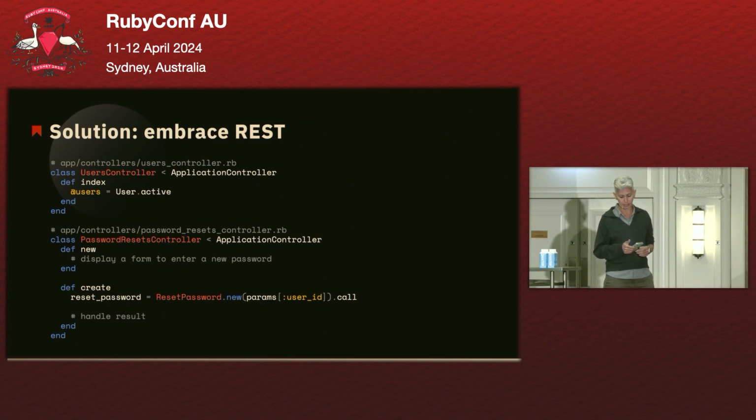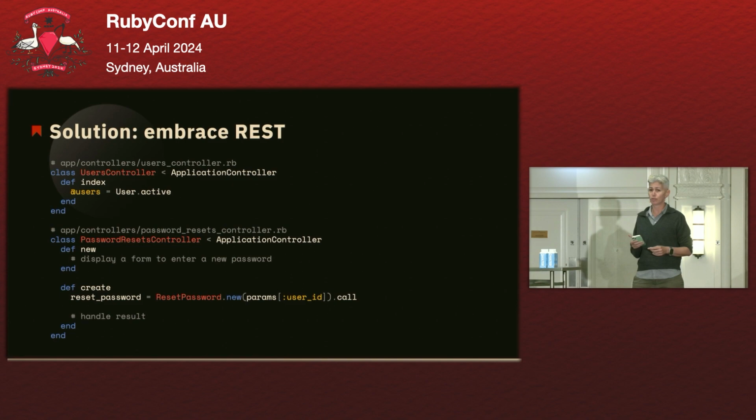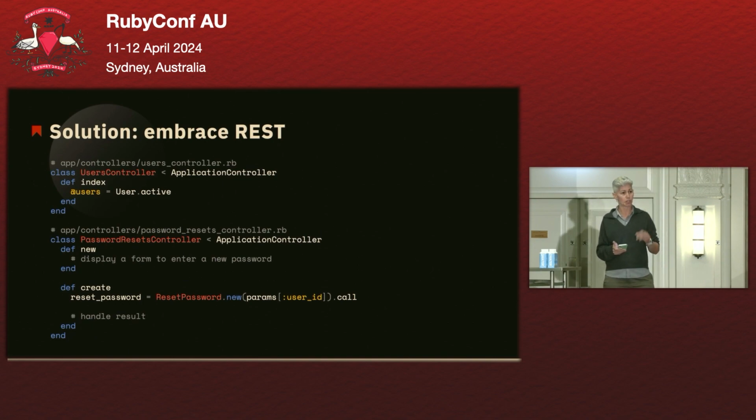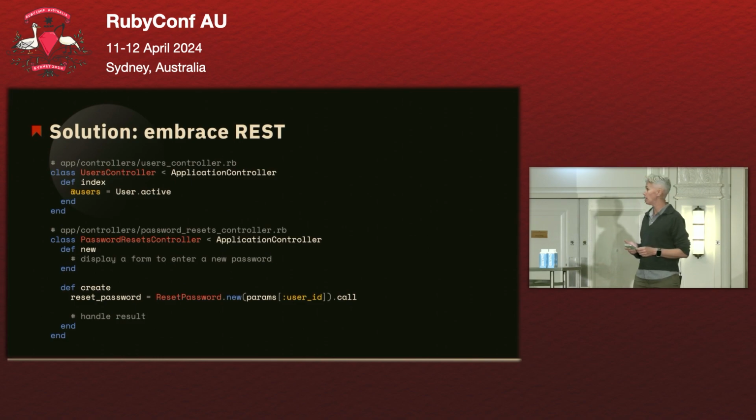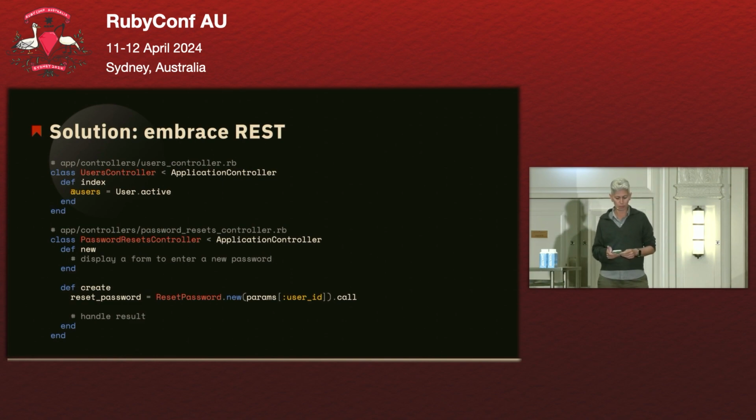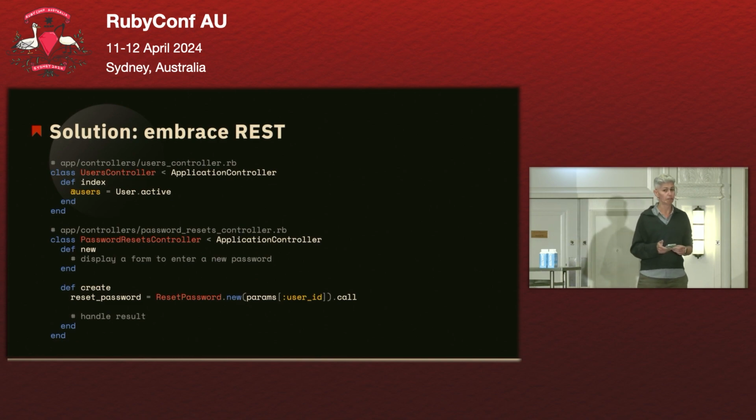And then we created a second controller that's called the password resets controller. Now, this controller does not have a correlating model in the database, but it doesn't need to. We don't have to match a controller to the models that we have in the database. In this case, we have two actions: new, to display the form to enter a new password when you reset your password, and create, when you're creating a new password. Again, we're using a service object, ResetPassword.new. We pass in the params, and we call it to do whatever we want it to do.